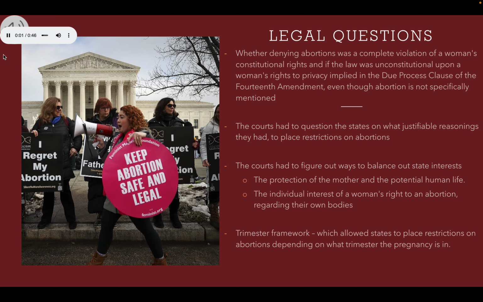Some of the legal questions that were asked were whether denying abortions was a complete violation of a woman's constitutional rights, and if the law was unconstitutional upon a woman's right to privacy since abortion was not specifically mentioned in the amendments. The courts also had to question the states on what justifiable reasonings they had to place restrictions on abortions, and the court also had to figure out ways to balance out state interests, which included the protection of the mother and the potential life of the human, and the individual interests of a woman's right to an abortion regarding their own bodies. And lastly, they had to question the trimester framework, which allowed states to place restrictions on abortions depending on what trimester the pregnancy is in.